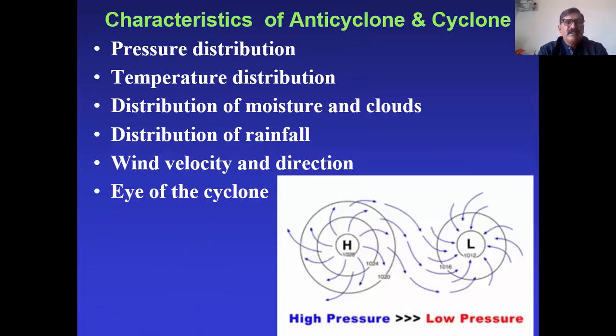So the pressure distribution and characteristics of the anticyclone: pressure distribution, temperature distribution, distribution of moisture and clouds, distribution of rainfall, wind velocity and direction, and the eye of the cyclone. These decide the intensity of the cyclone or anticyclone. These are the characteristics of the anticyclone or cyclone. This is the anticyclone. This is the cyclone.